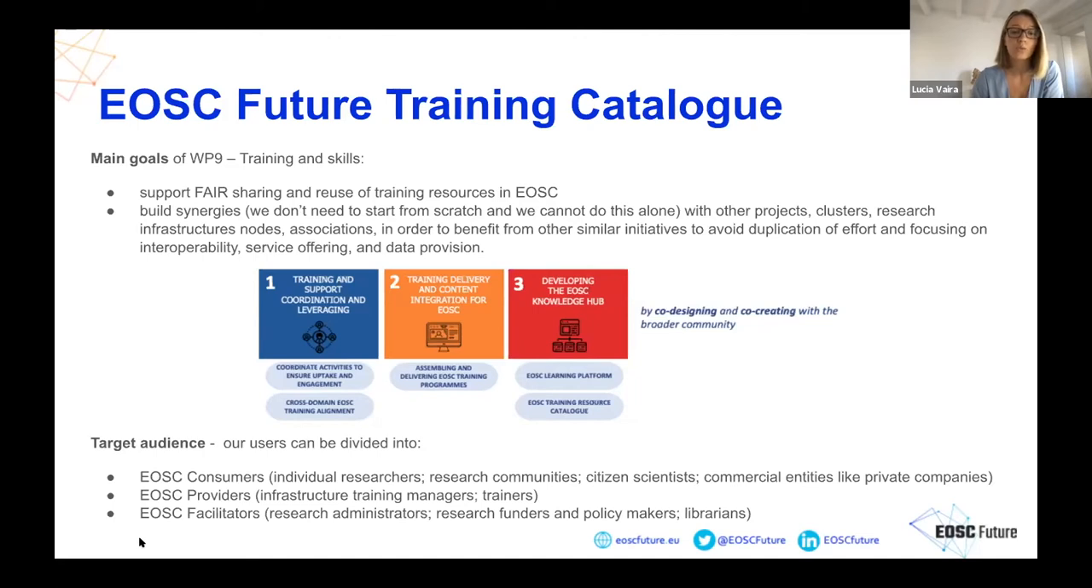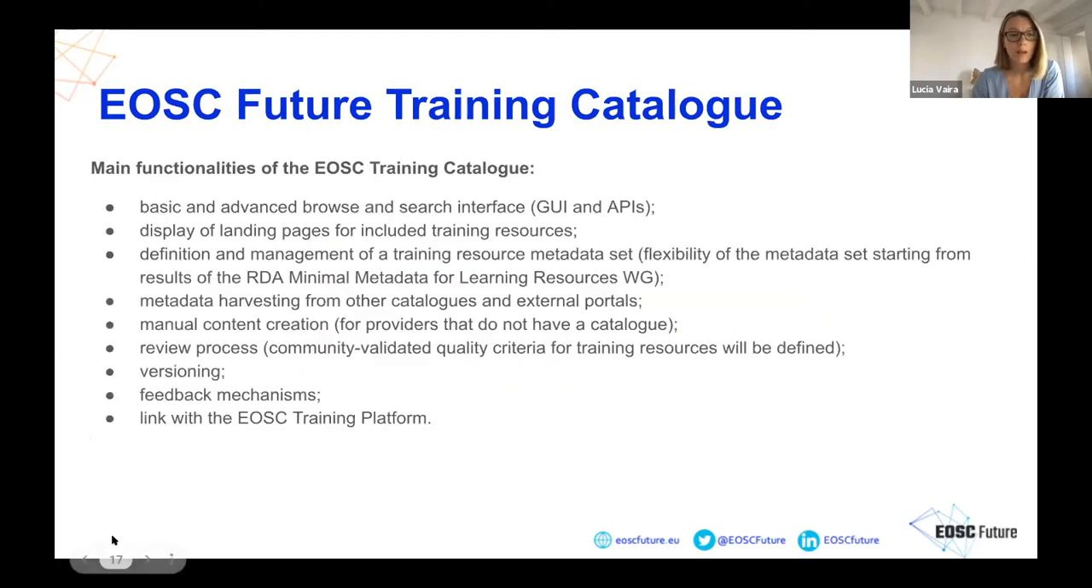Since we would like to build it by co-designing and co-creating with the broader community. The target audience can be divided into three main groups. We have the EOSC consumers, the EOSC providers, and the EOSC facilitators. You can read some examples here in the slide. The main functionalities related to the training catalogue are listed here.